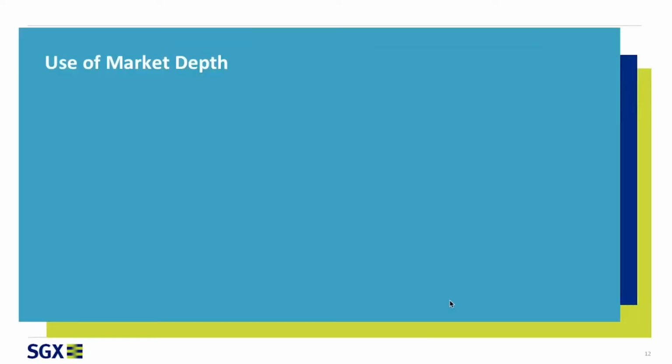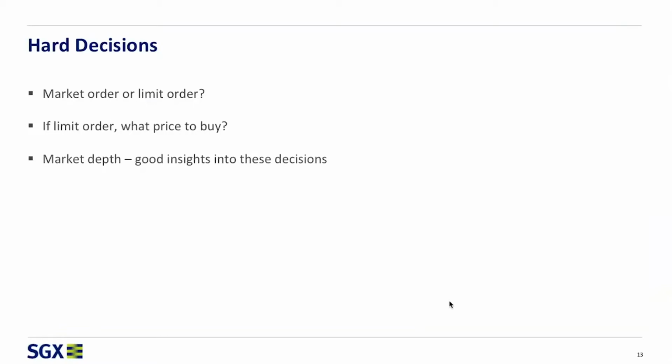How can you make use of all this information, which will be market depth and which will be trade summary, to help you in your decision? Especially very important for today is the use of market depth. Now, why is it important to have market depth?